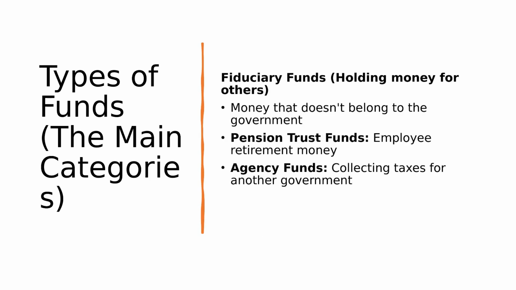Fiduciary funds are all about holding money on behalf of others. This isn't government money, it belongs to someone else. Pension trust funds manage retirement savings for employees, while agency funds temporarily collect money, like taxes, that will be passed along to another government entity. These funds make sure that resources meant for others are handled with care and accountability.